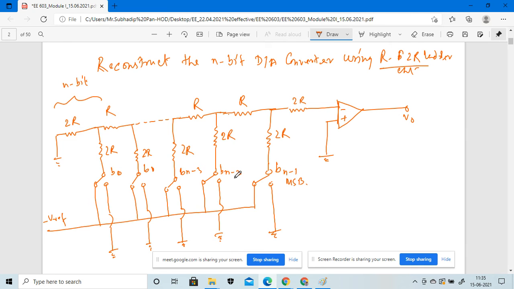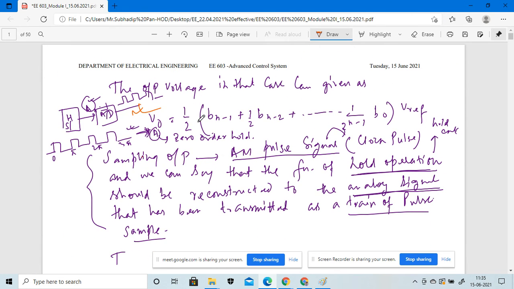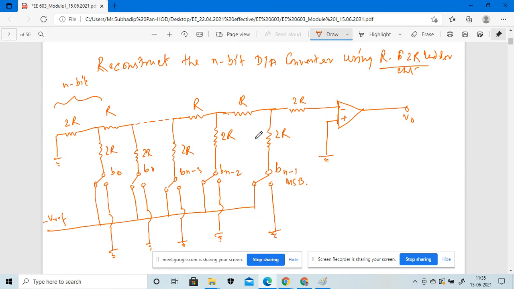Okay, so here we will be considering this equation: V0 equals half of b to the base n minus 1, plus half of b to the power n minus 2, up to 1 by 2 to the power n minus 1 of b0. That means this particular signal. So there must be n number of bits connected, so there must be b2, b3, b4, and here we are also connecting b to the base n minus 4, like that. So if we consider the n number of bits for the R-2R ladder circuit.